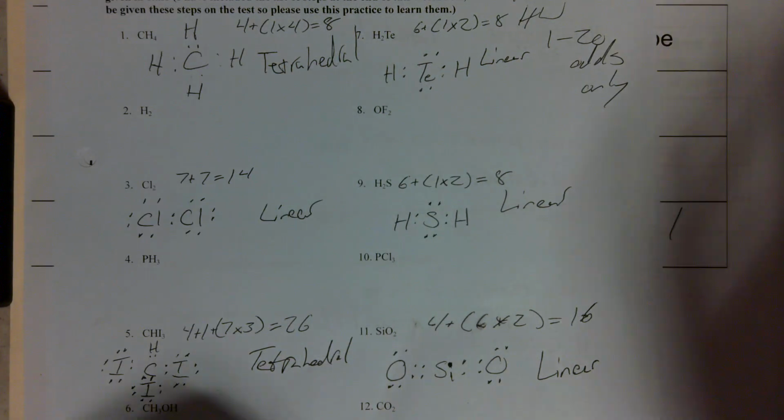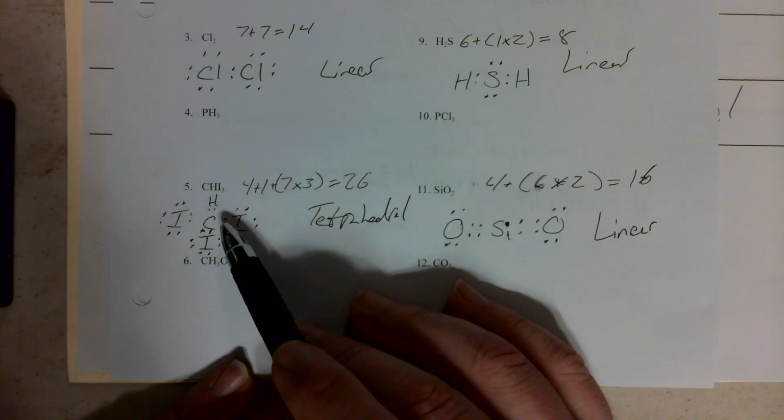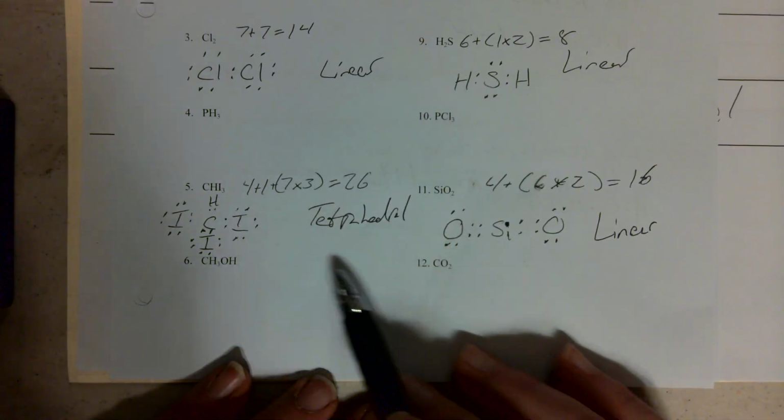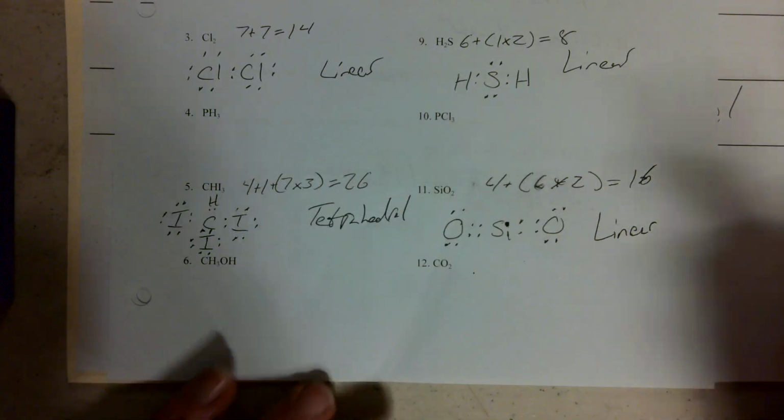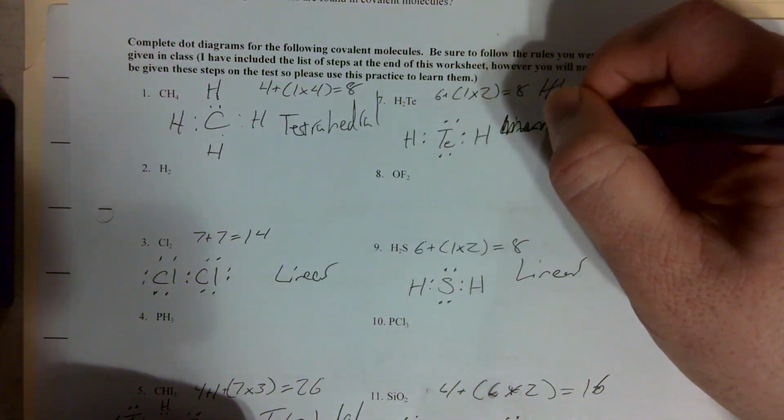So taking a look here. Number 1, we have a tetrahedral. Number 3 are 2 chlorines. That's going to be a linear shape. Number 5 here, CHI3, 1, 2, 3, 4, so it'll be tetrahedral. Number 7, we have a straight line. So it's going to be, oh, I almost forgot. I do apologize.